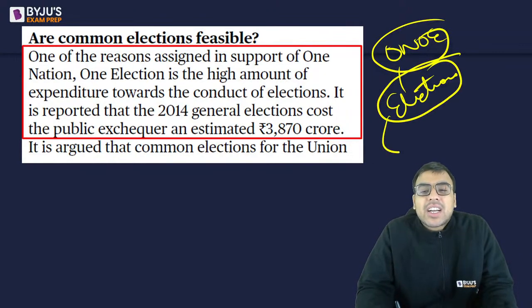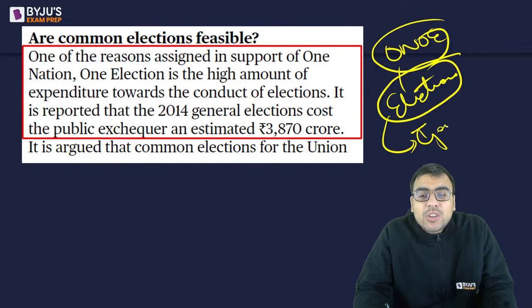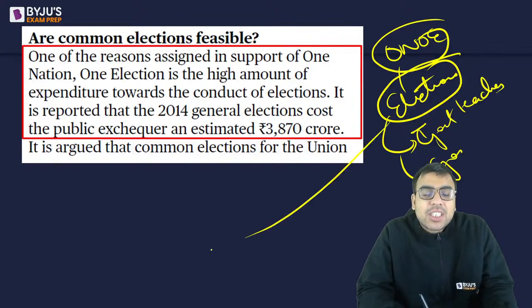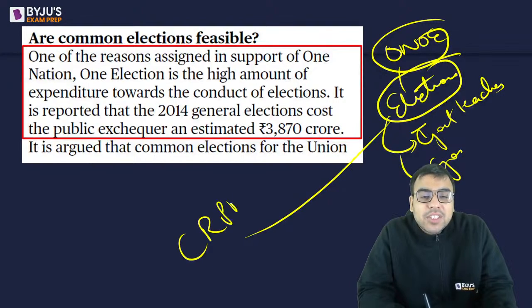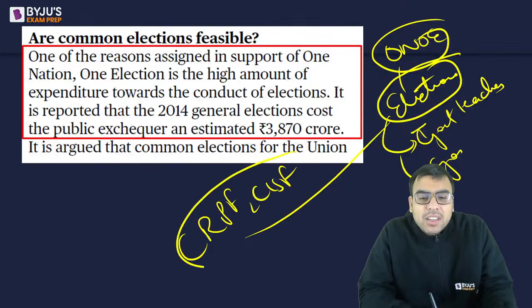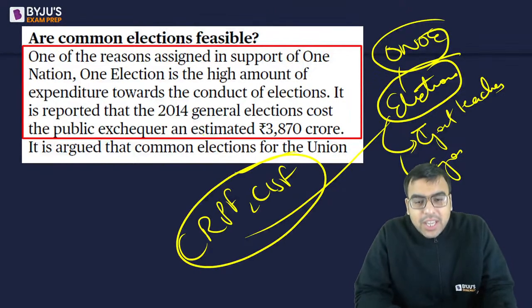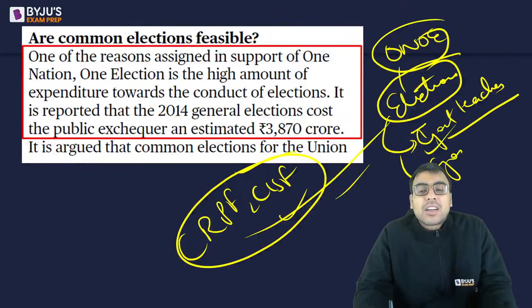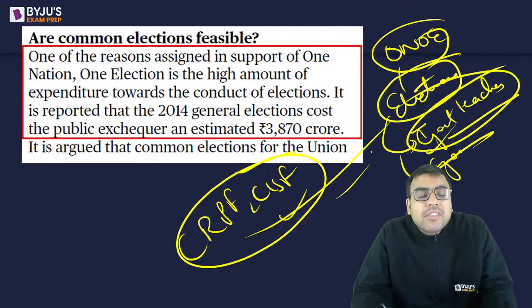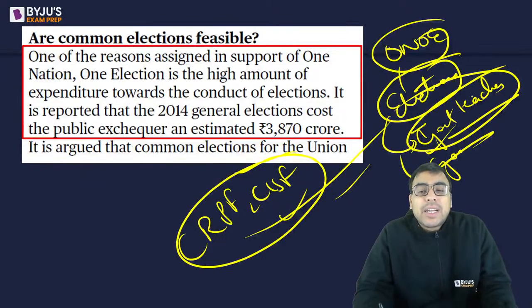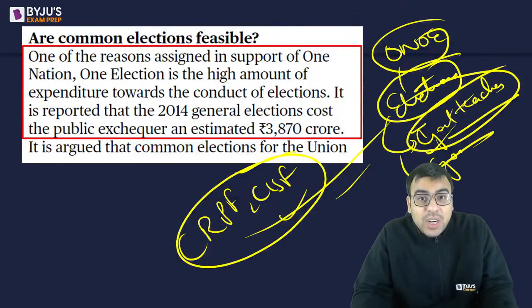See, in conducting elections, government teachers are involved, the government administration, then police personnel such as CRPF and CISF, all these people become busy. So they are overworked. Okay, so for example, if there are fewer elections, the government teachers will get more chance to teach in the school rather than conducting elections.